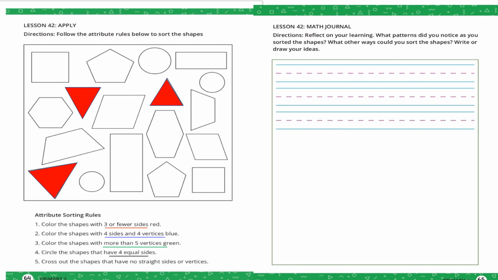Number 2, color the shapes with 4 sides and 4 vertices blue. The shapes with 4 sides and 4 vertices are called what? Quadrilaterals. Okay, so we will color all quadrilaterals blue.